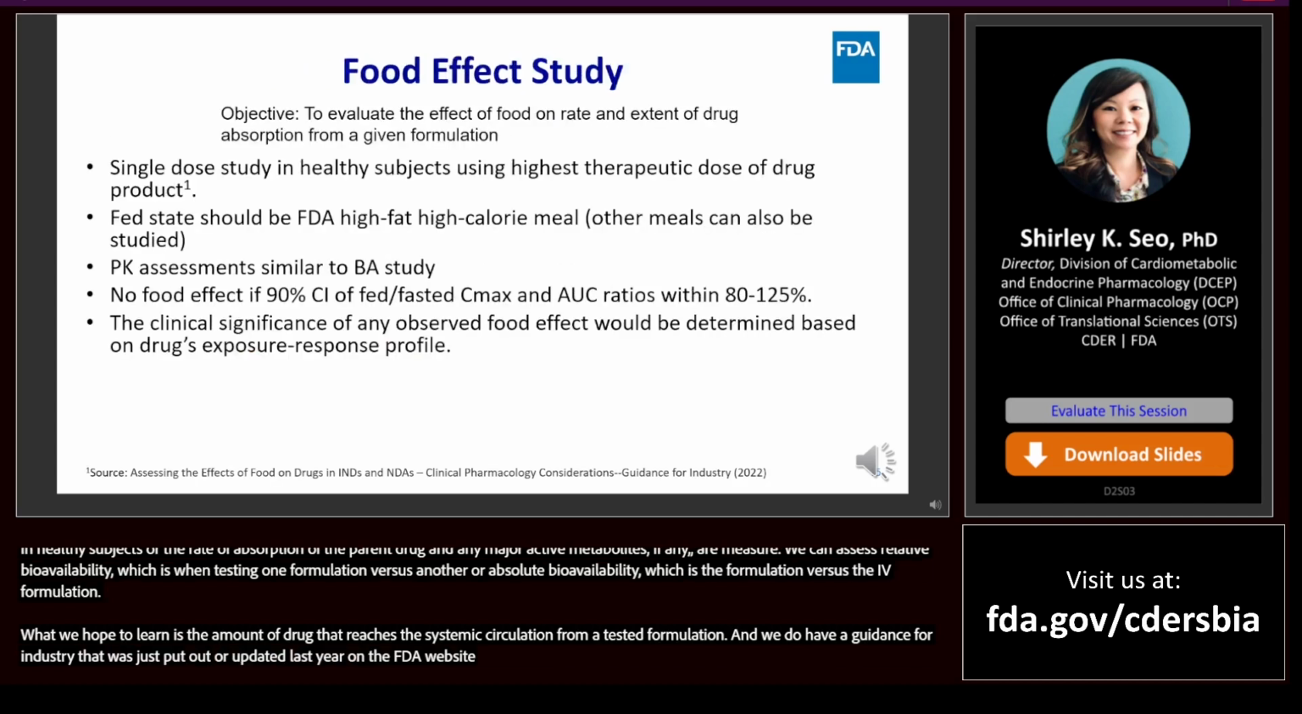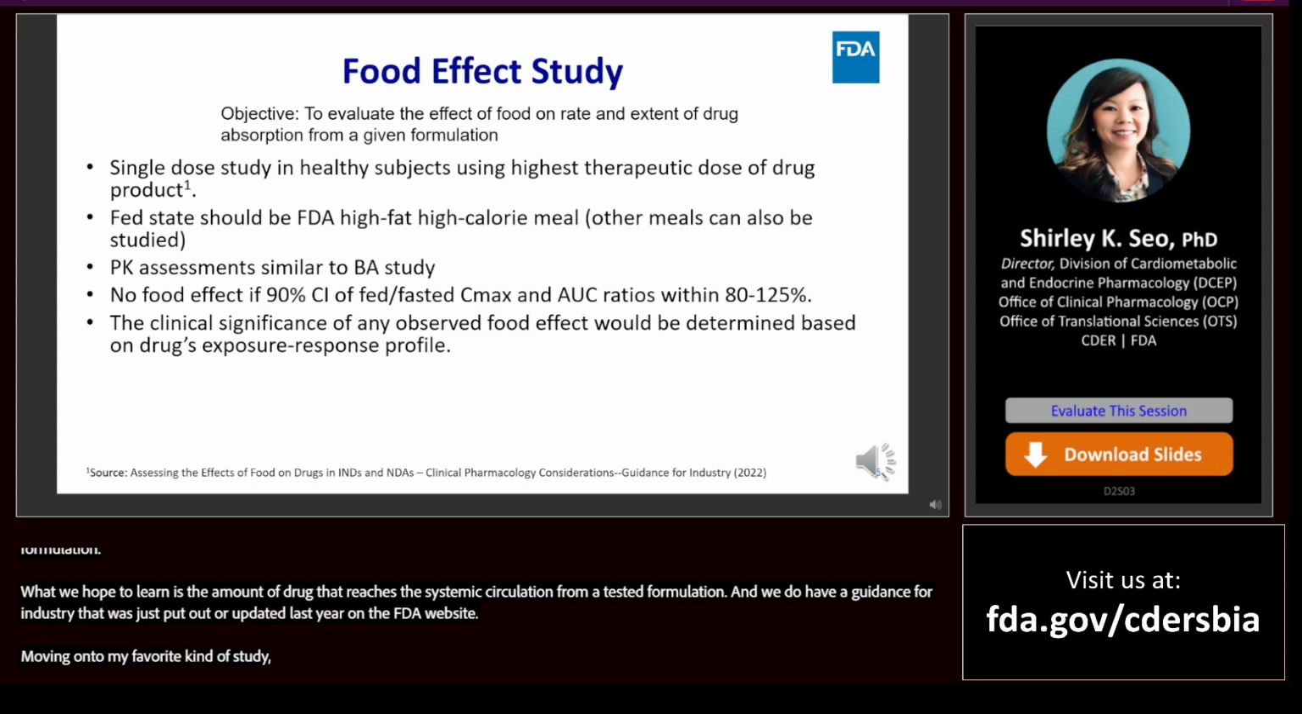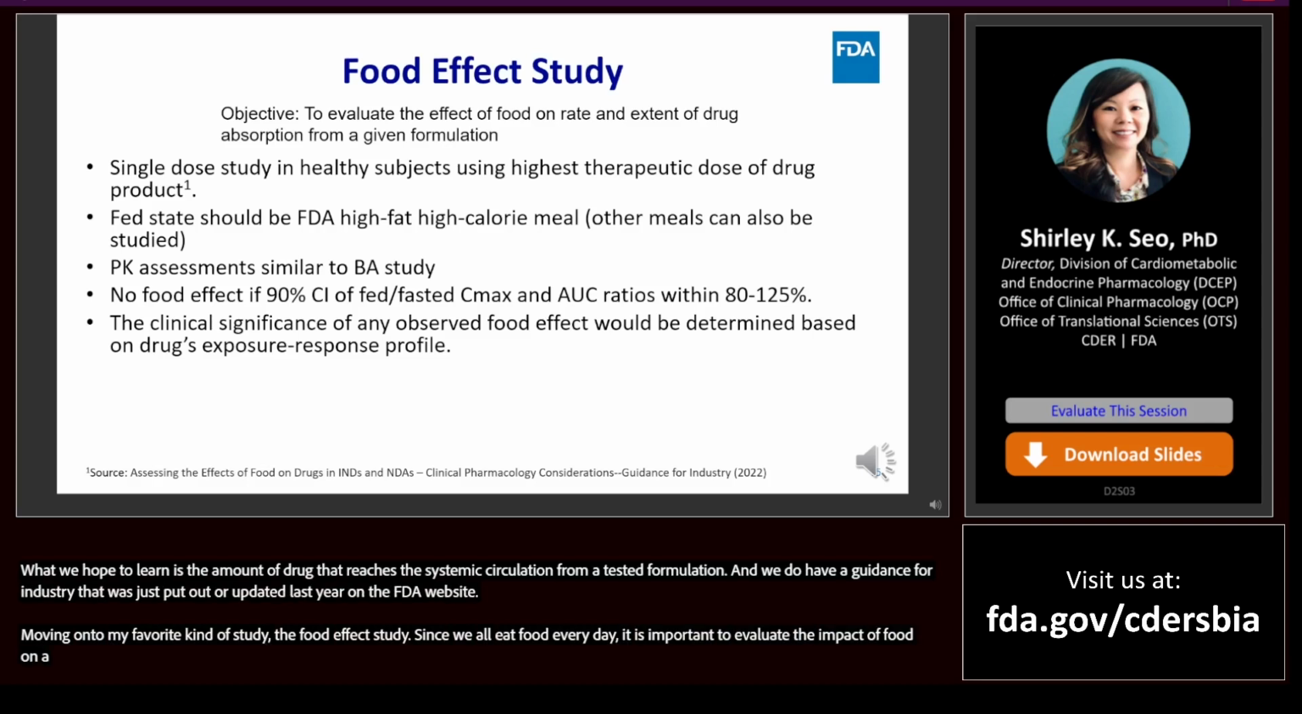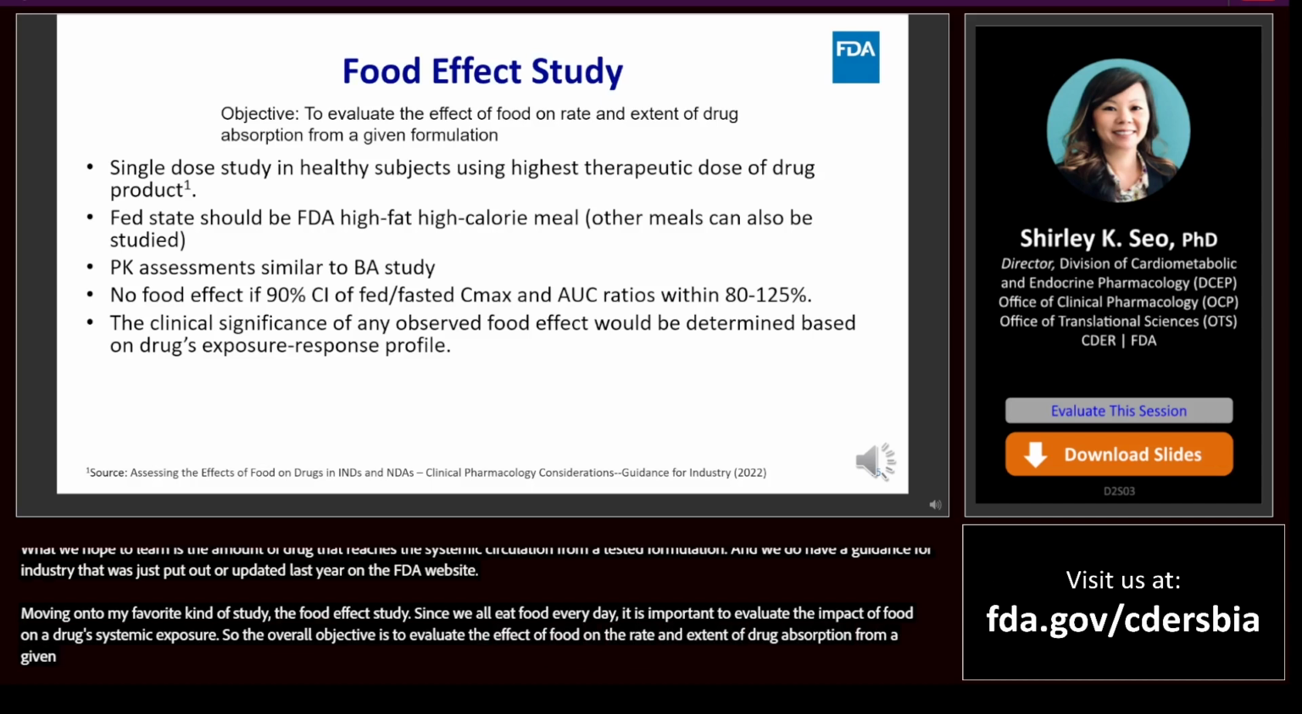Moving on to my favorite kind of study, a food effect study. Since we all eat food every day, it is important to evaluate the impact of food on a drug's systemic exposure. So the overall objective is to evaluate the effect of food on the rate and extent of drug absorption from a given formulation, and this involves all oral formulations, of course. It involves a single-dose study in healthy volunteers using the highest therapeutic dose of a drug product.